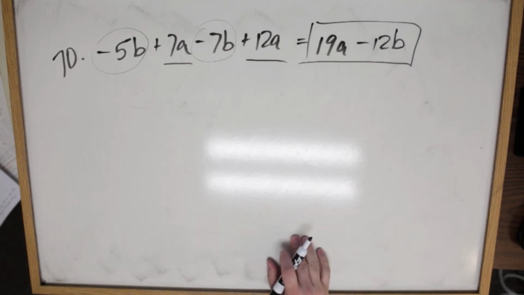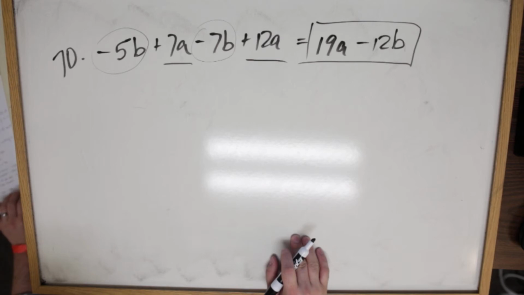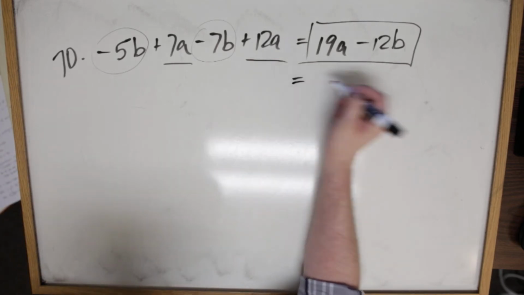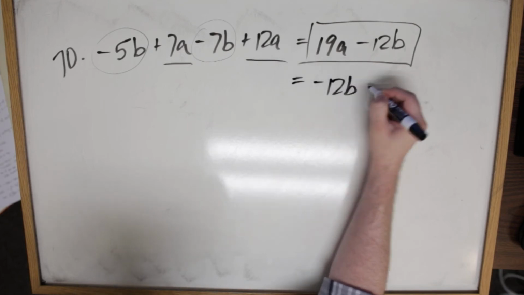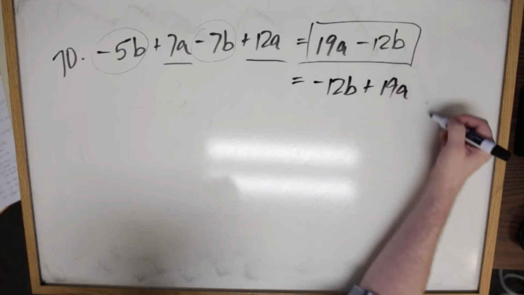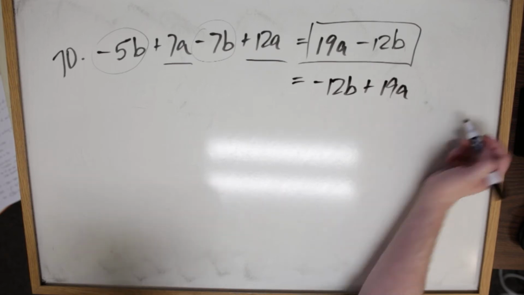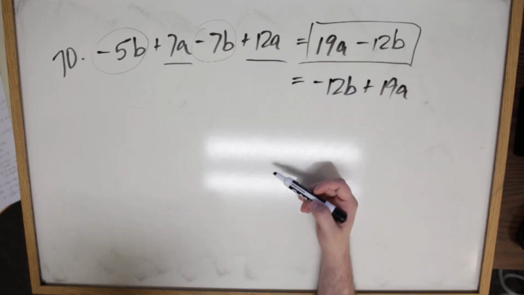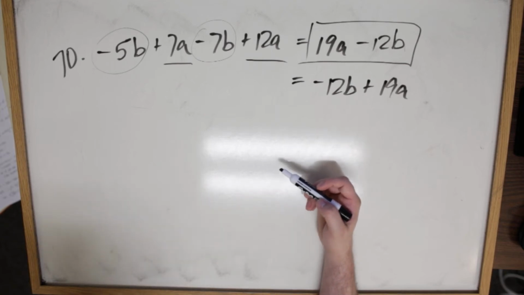All right. And remember, the order, again, doesn't matter. You can write minus 12b plus 19a. Again, remember the commutative property of addition. It doesn't matter which order you put them in. It's exactly the same equivalent answer. Okay?